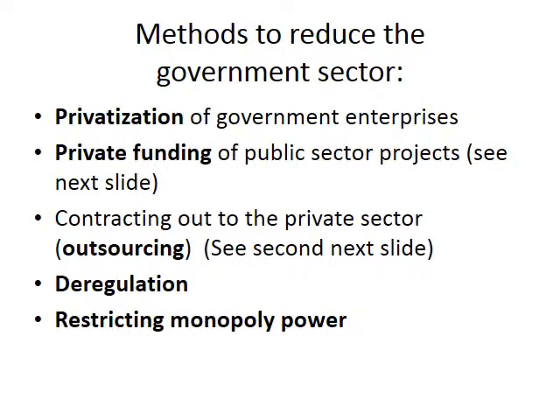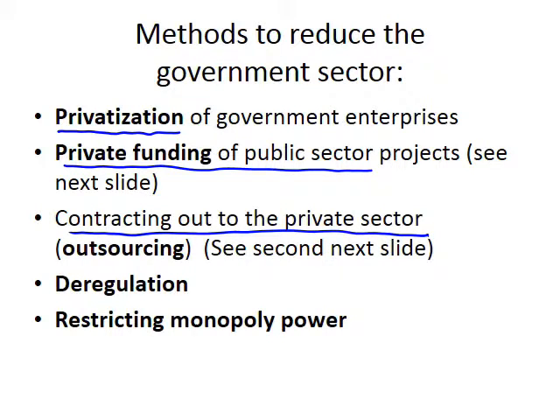So methods to reduce the government sector. So how could we achieve this? Well, we can do what's called privatizing government enterprises. So in other words, sell off things like hydro or water utilities, the postal delivery and so on, garbage pickup. So have it become in private hands rather than run by the government. We could have private funding of public sector projects. The next slide will show an example of that. We could contract out to the private sector, and we've done this in Toronto, which we'll see in a minute. We could have deregulation, where there's less regulation, restricting sort of the movement of firms and what they can and cannot do, and restricting monopoly power, so we don't have really, really powerful monopolies existing who are reducing the quantity and driving up prices.